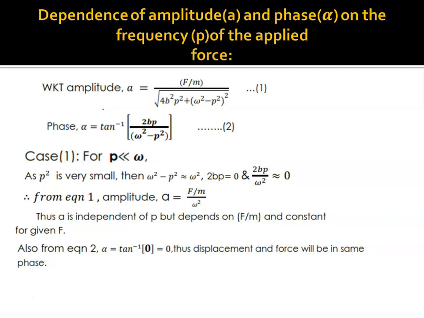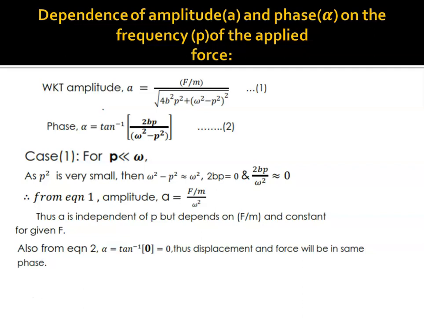Hi students, in today's section we are going to discuss the dependence of amplitude and phase alpha on the frequency of the applied force. In the last session we saw the expression for forced oscillation, in which the displacement of the forced oscillating system oscillates with an amplitude A equal to F by M times the square root of 4 B square P square plus omega square minus P square, and the phase alpha is equal to tan inverse of 2 BP by omega square minus P square.